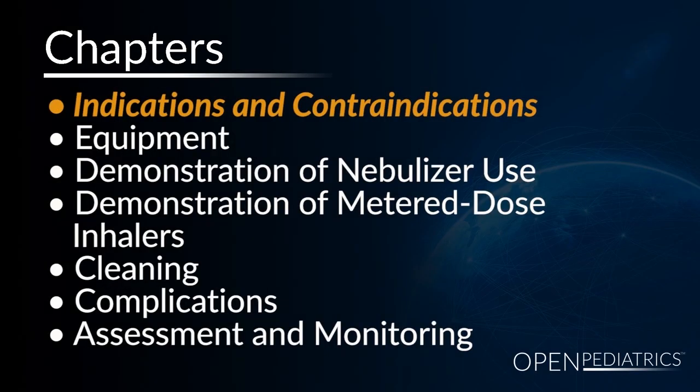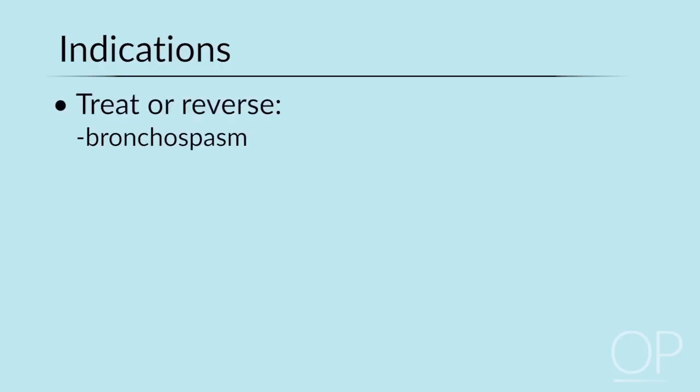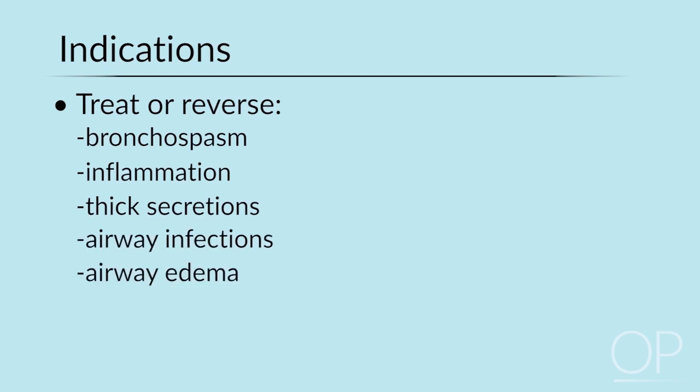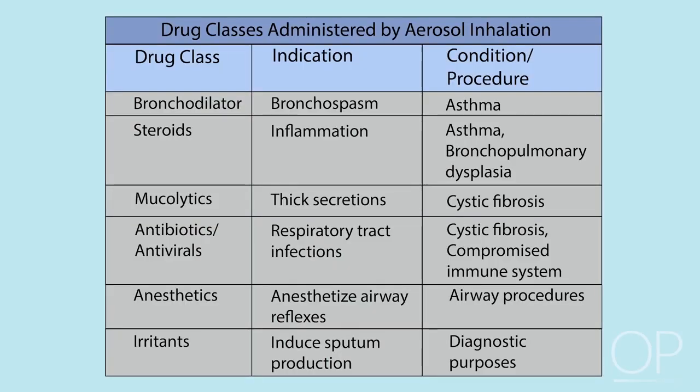Indications and contraindications. Indications for inhaled medication are to treat or reverse bronchospasm, inflammation, thick secretions, airway infections, airway edema, airway anesthetization, and sputum induction. Some common drug classes administered by aerosol inhalation are bronchodilators, used to treat bronchospasm as seen in asthma; steroids, used to treat inflammation as seen in asthma and or bronchopulmonary dysplasia; and mucolytics, which are used to treat thick secretions and facilitate pulmonary toilet, especially in conditions such as cystic fibrosis.